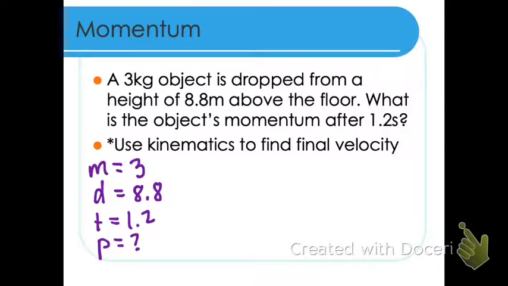So my equation for momentum is m times v. I have this, I need that, so I've got to be able to solve for velocity. Can I solve for velocity from what I was given previously? Can I solve for it from all the other things I have? I know that technically my initial velocity is 0 because it was dropped. What kinematics equation can I use?